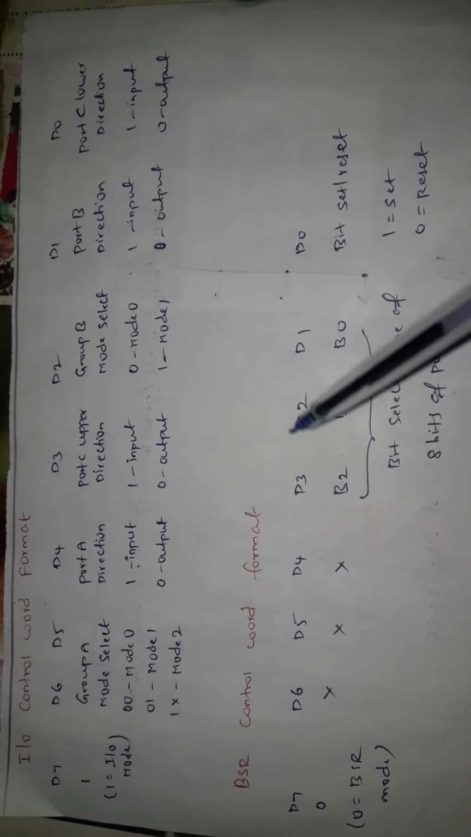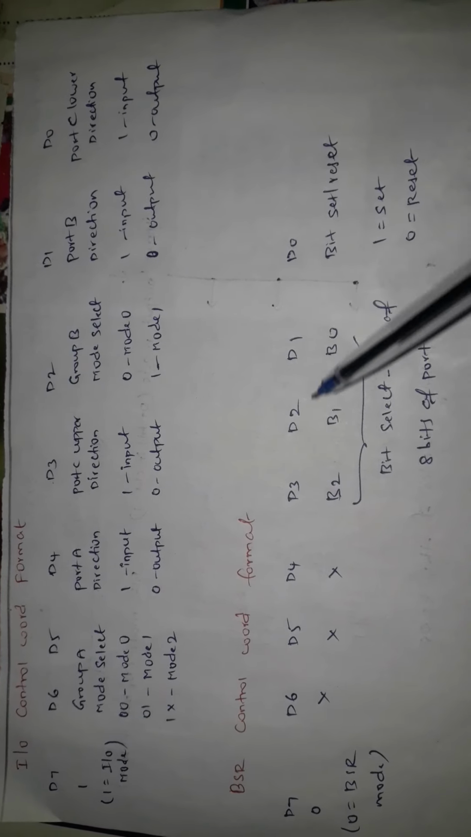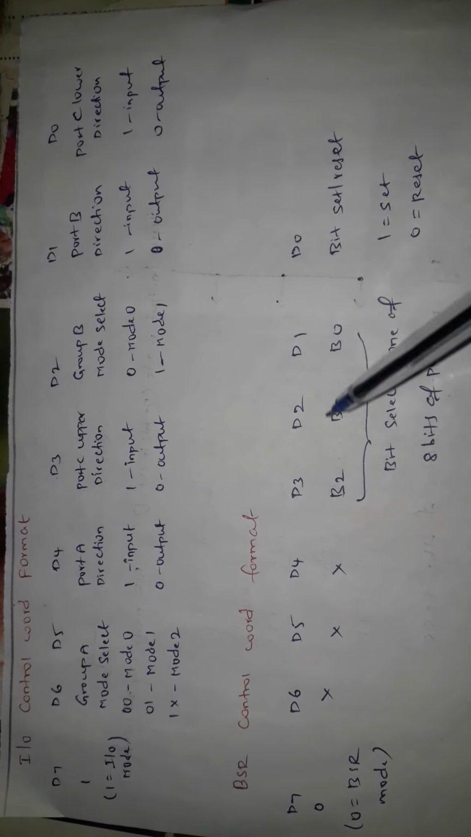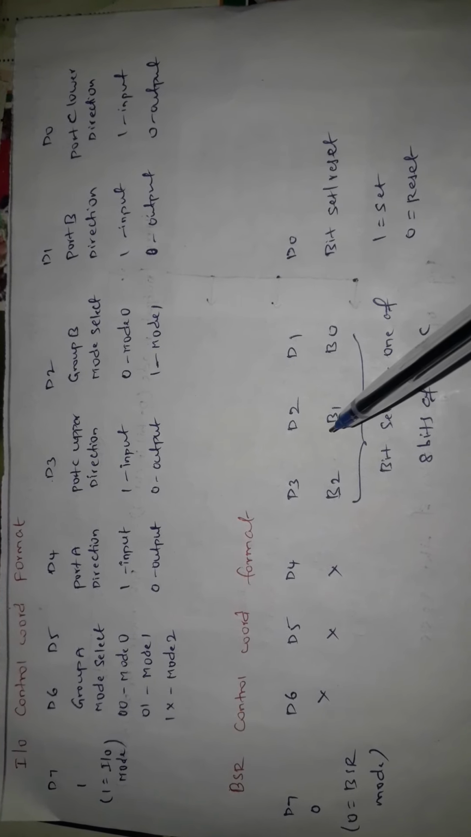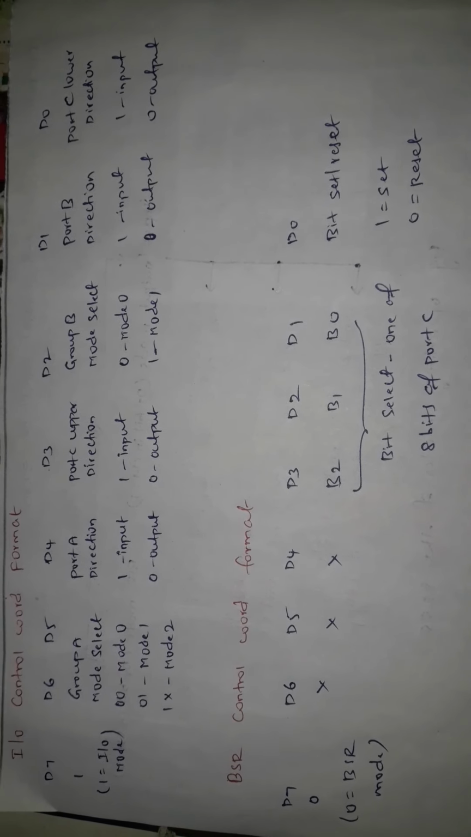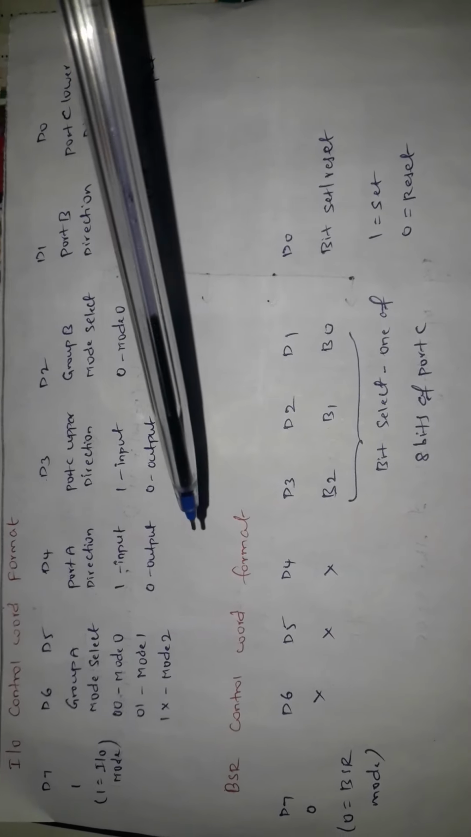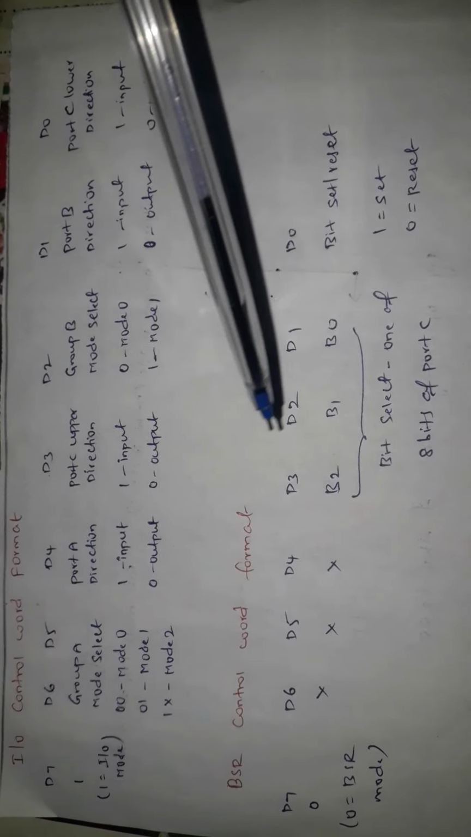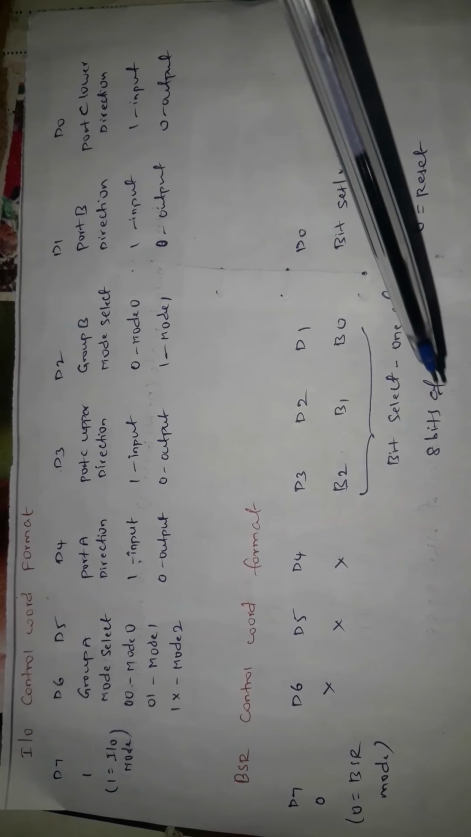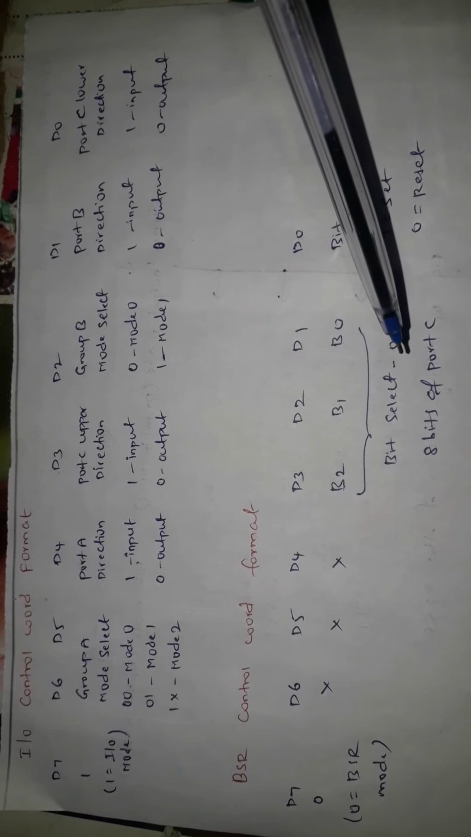The D3, D2, D1 bits are used to select individual bits of port C. In port C we have 8 bits, so you can select any one of the bits, whereas in port A and port B it is not possible to select individual bits. In port A and port B you can select the entire port as an input, or the entire port as an output. But bit set reset mode is applicable only for port C, where you can select the individual bits of port C.